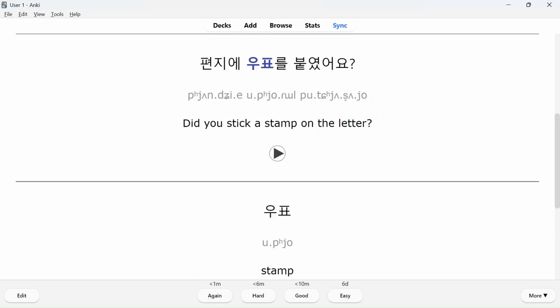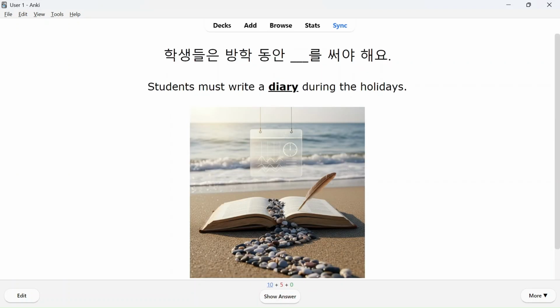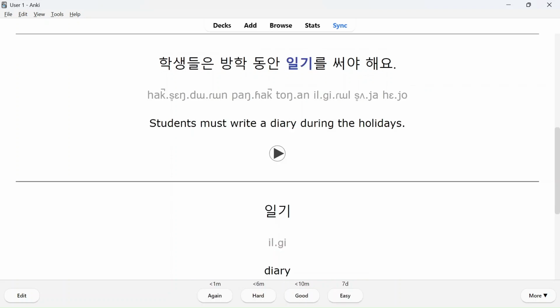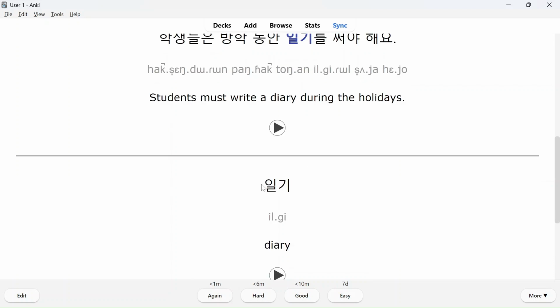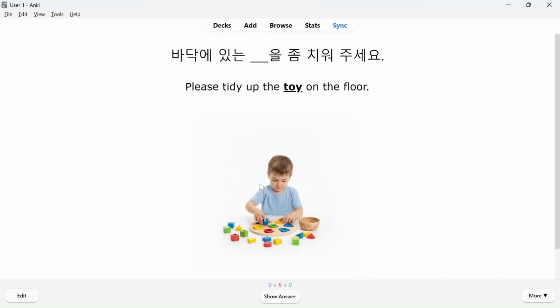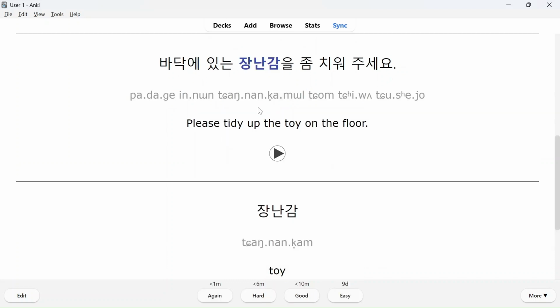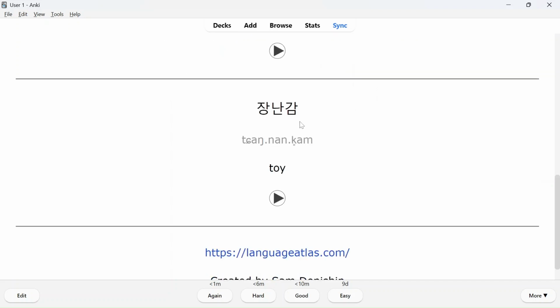Did you stick a stamp on the letter? How do you say stamp? 편지에 우표를 붙였어요. 우표. Students must write a diary during the holidays. How do you say diary? 학생들은 방학 동안 일기를 써야 해요. 일기. Please tidy up the toy on the floor. How do you say toy? 바닥에 있는 장난감을 좀 치워주세요.